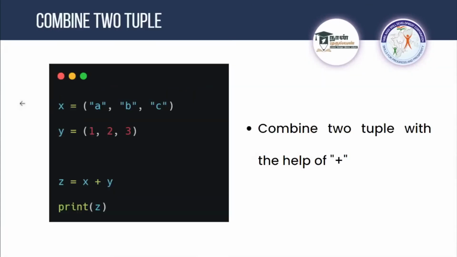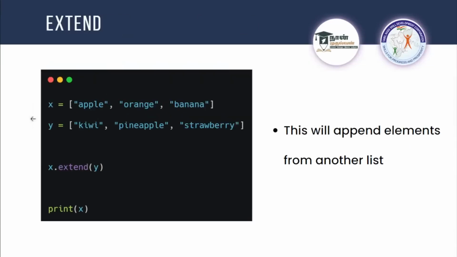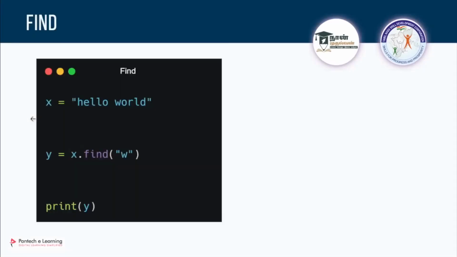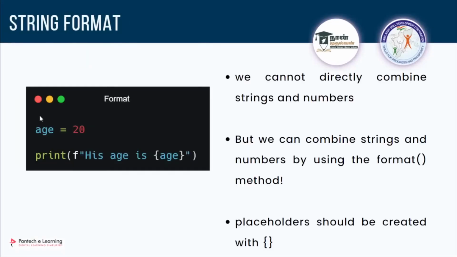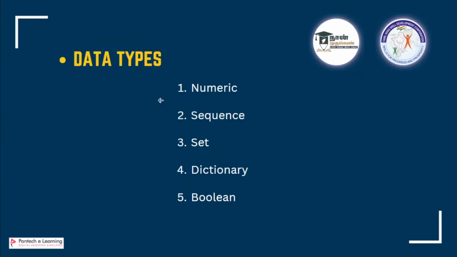And next will be set. So we have completed two types of data, and the remaining three are small, so we can complete them in the next class. In today's class, we have seen two important data types: numeric data type, and in sequence we have completed all three: string, list and tuple. We will complete the remaining things in the next session.